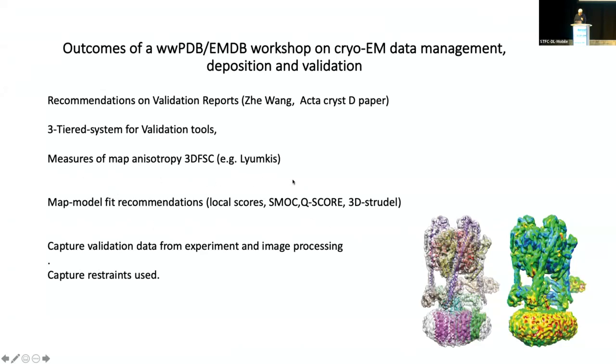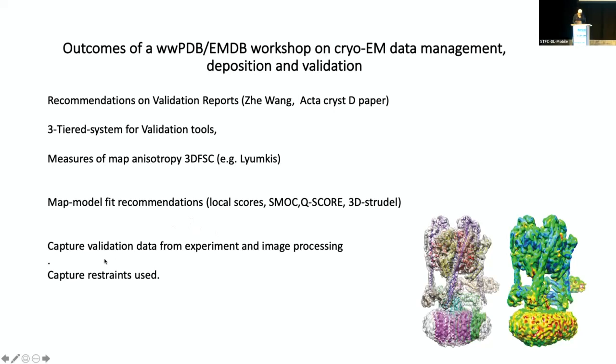Also, the idea of map anisotropy, which we heard a bit about from the EM Hanser talk, is also very important, both on the map side and model side. And there's the idea that the 3D FSC, for example as described by Liumkes, should be somehow integrated. But at the moment, there doesn't seem to be a complete consensus on how that should be reported. So that's something important to think about.